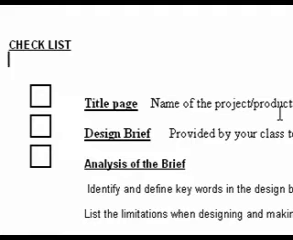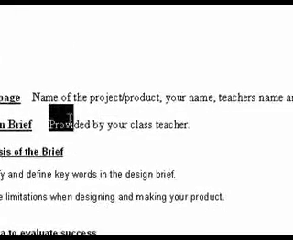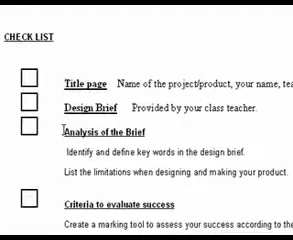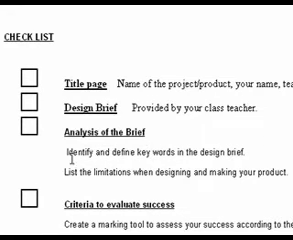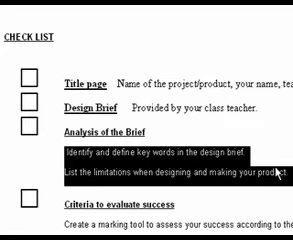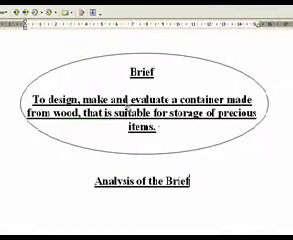So for example, title page, which pretty much explains itself. Design brief there has a checkbox, so we need a heading for that. That design brief will be provided to you by your class teacher. It's a standard paragraph that every student will receive, and the section I'll be covering today is analysis of the brief, which has 2 subsections. The first one being identifying and defining some keywords, and the second listing some limitations about the brief.